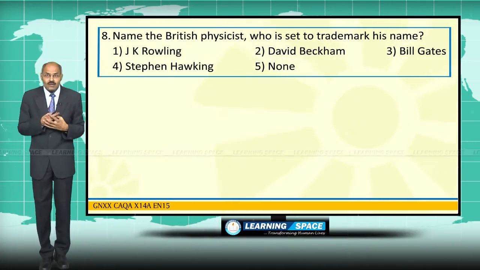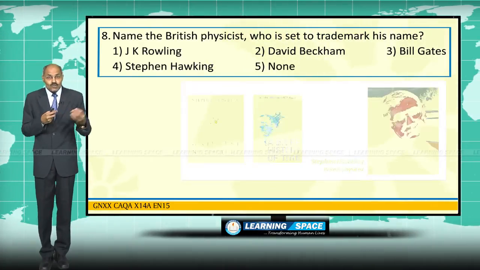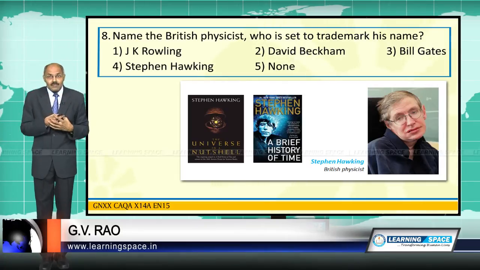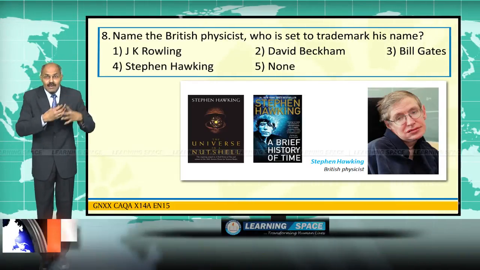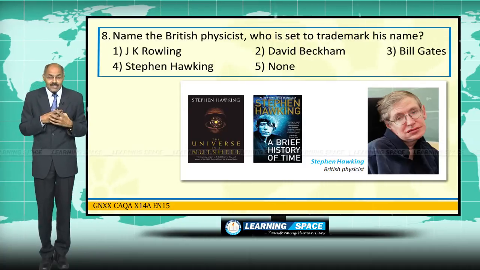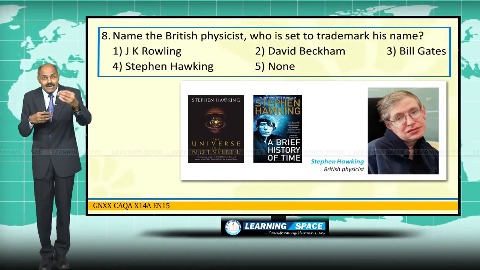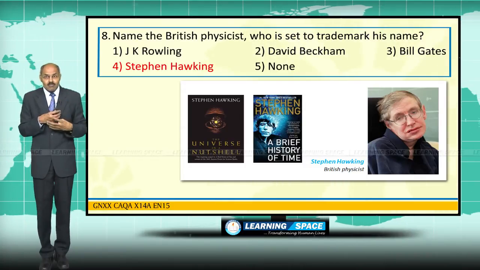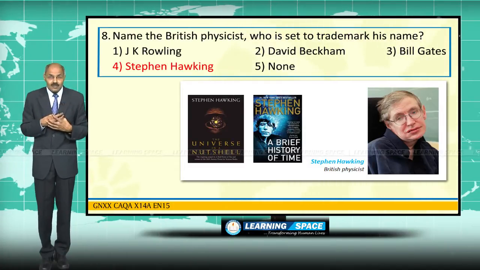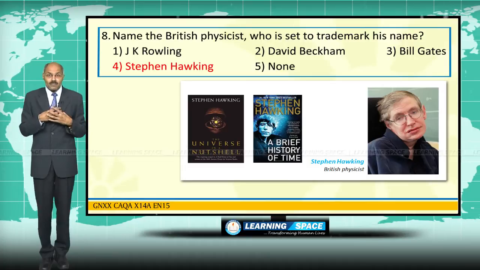Name the British physicist who is set to trademark his name. Trademarking the names? So far, J.K. Rowling, famous writer, and famous soccer player David Beckham, these two have already trademarked their names. If people trademark their names, no one else can use their name, and they will have exclusive right over using the name. This trend started recently, and Stephen Hawking, British physicist, who has been down with motor neuron disease for several years, has now applied for trademark so that no one else can use his name without his permission.